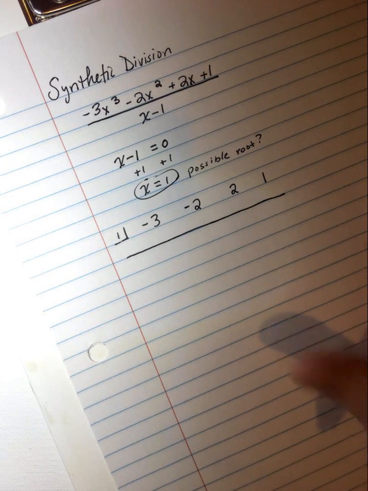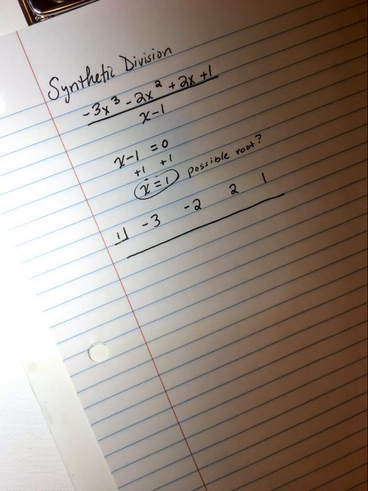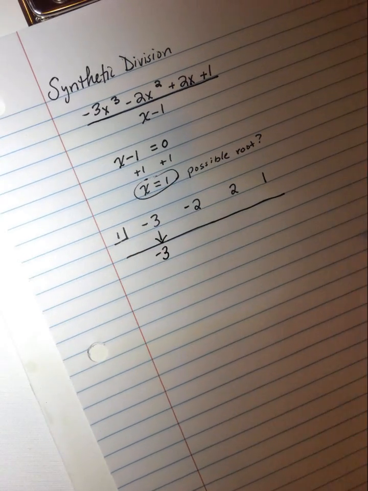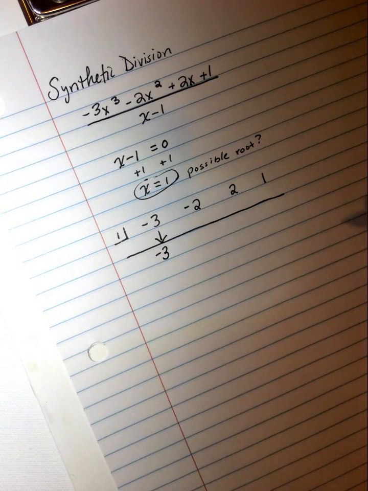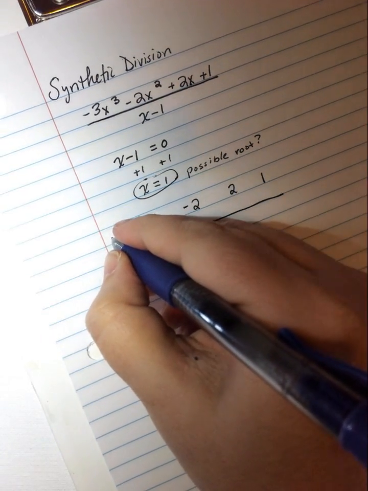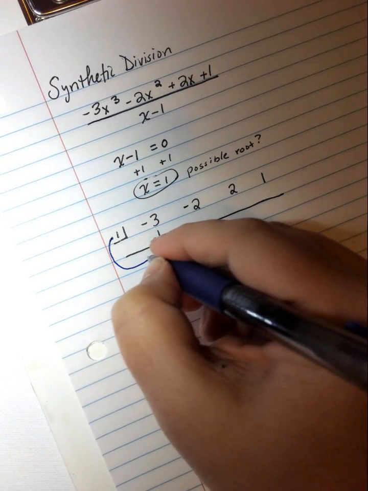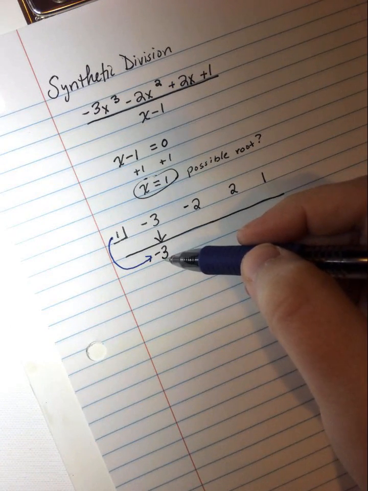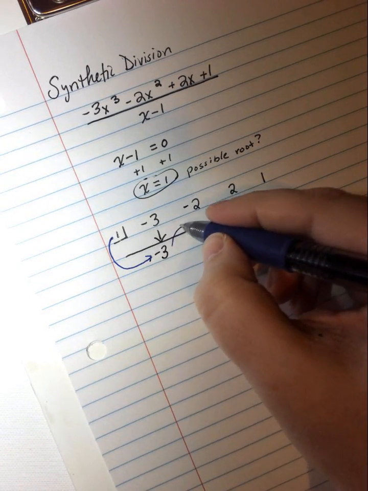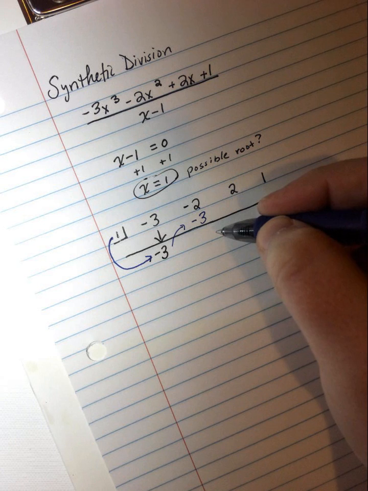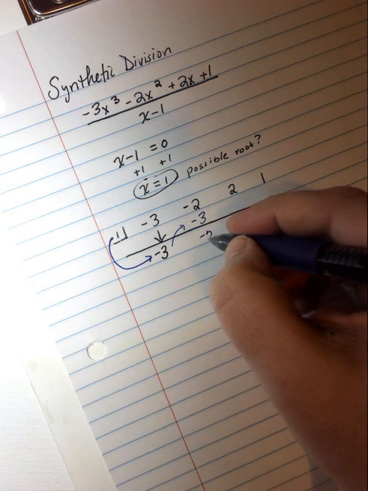Synthetic means to fake, so we're going to divide in a fake manner. We're going to divide without dividing at all, basically. In order to do this, your first number, so -3, always starts your problem off. It always comes straight down. And then from there, you want to take your possible root, so your 1, and multiply it by your number. So 1 times -3 is -3. So 1 times -3 comes up here, -3. Then you want to add straight down. -2 plus -3 is -5.